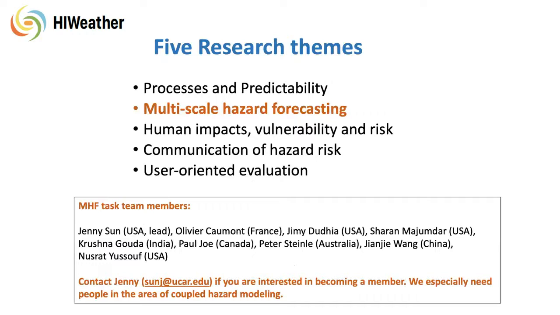So there are 5 research themes under the HIWeather project. They are organized through task teams, and each task team consists of a number of members. In the multi-scale hazard forecasting, we currently have 9 members from several countries and continents. If you are interested in becoming a member, you can contact me, because we still need expertise, especially people in the area of coupled hazard modeling.